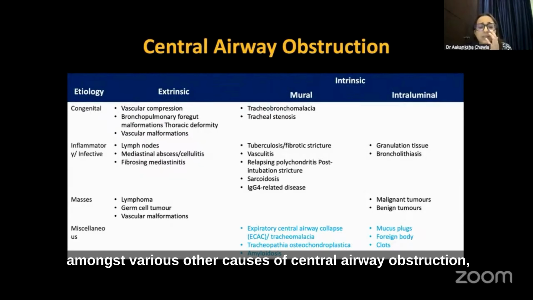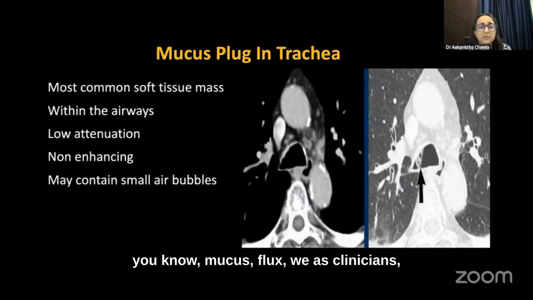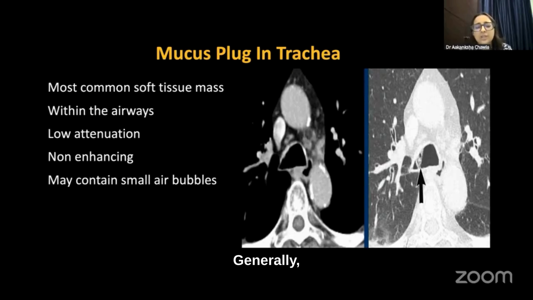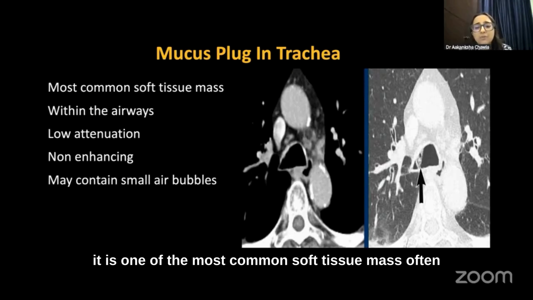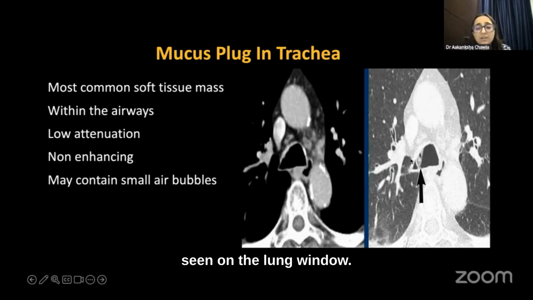Now, amongst various other causes of central airway obstruction, mucus plugs are something we as clinicians, as physicians, would often come across. Generally, it is one of the most common soft tissue masses, often seen on the lung window. If you can identify it, it is not there on the mediastinal window, the soft tissue window, and it is over here. It is within the airway, around the trachea.